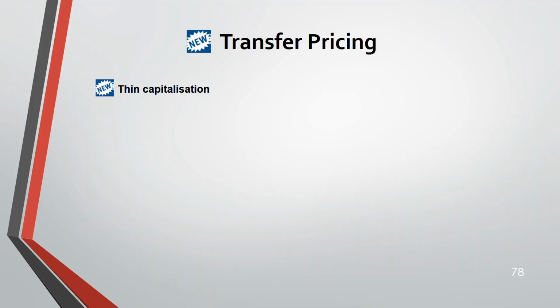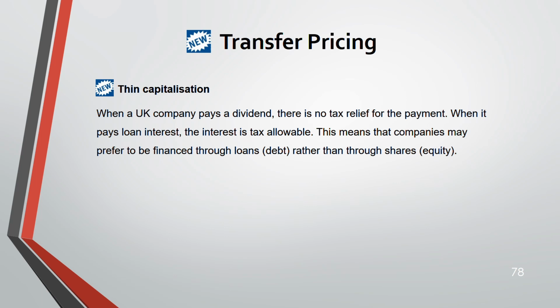Thin capitalization, the new topic in ATX, which you have to learn. You might get a question on this, very high chance. When a UK company pays a dividend, there is no tax relief for the payment. We know that. It is only on the interest, because interest is already tax deductible. That means you deduct interest from the expenses, so you pay lower tax when you have higher interest. But for dividend, nothing like that. So this means a company prefers debt over equity.